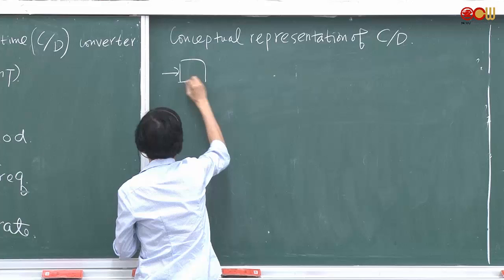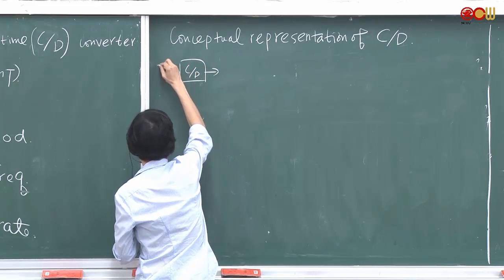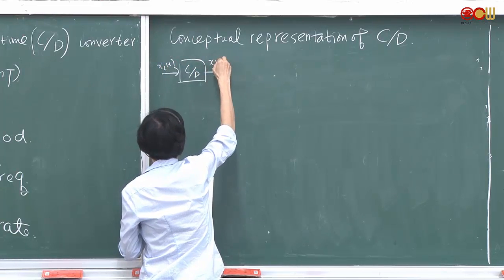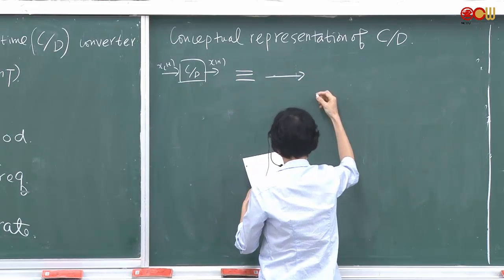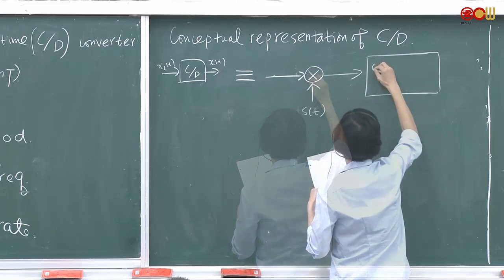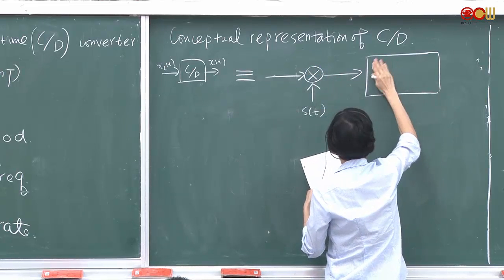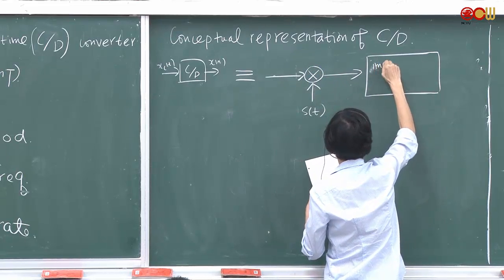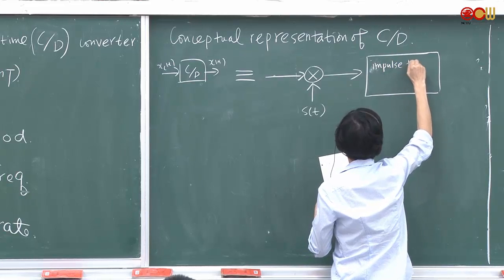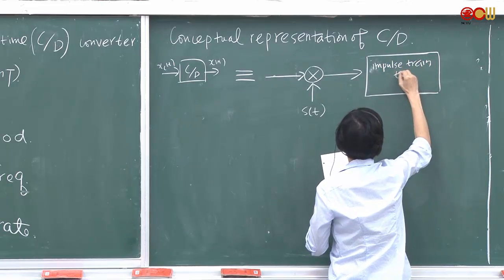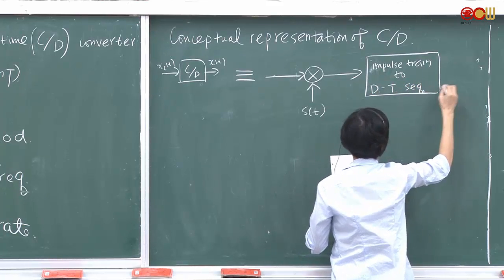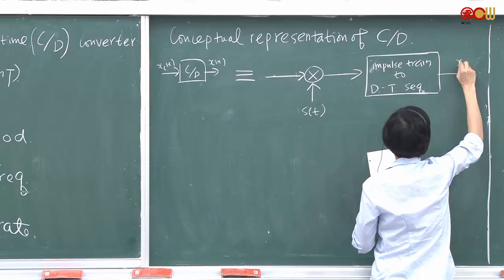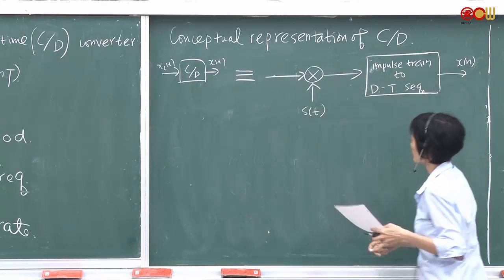This is C2D. It has just C2D, right? But we are going to look at it as if it's the cascade of two blocks. This is impulse train to discrete time sequence, xn.